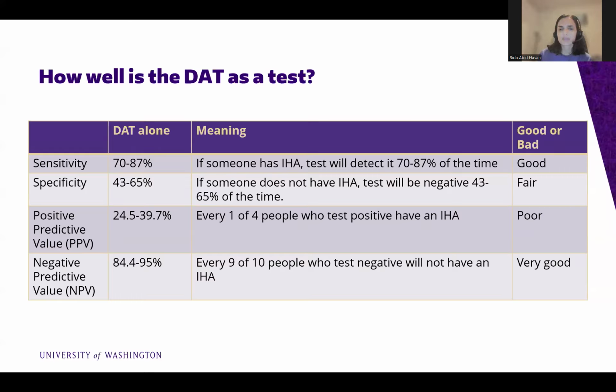The positive predictive value is even, unfortunately, more poor. Only about 1 in 4 people who have a positive DAT will actually have an immune hemolytic anemia. Its negative predictive value is much better. So 9 out of 10 people who test negative will not have an immune hemolytic anemia.